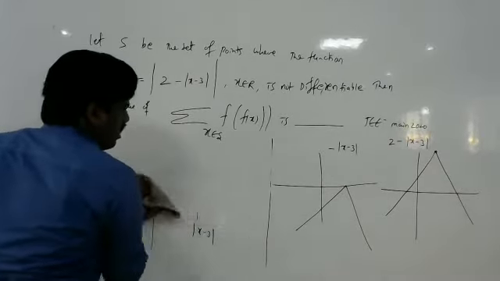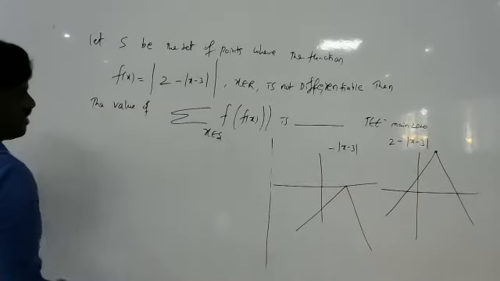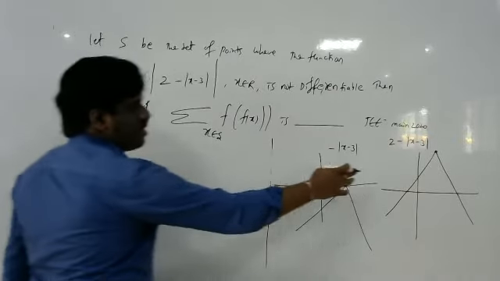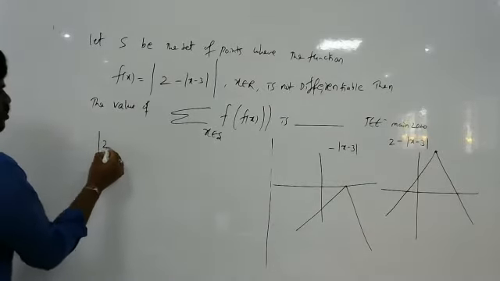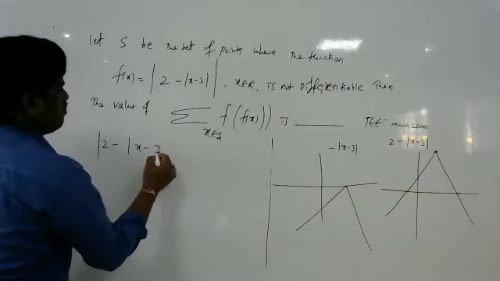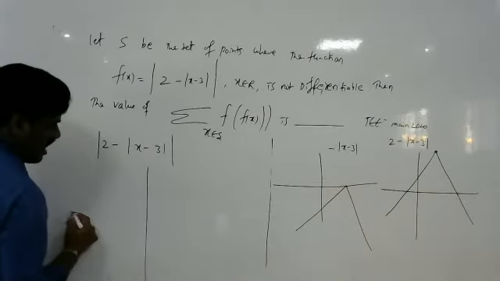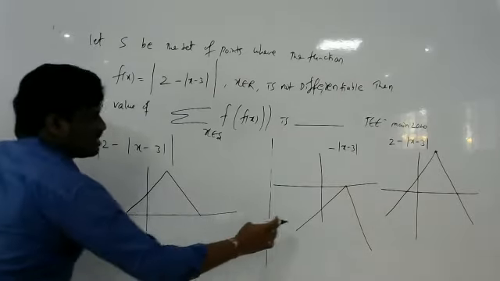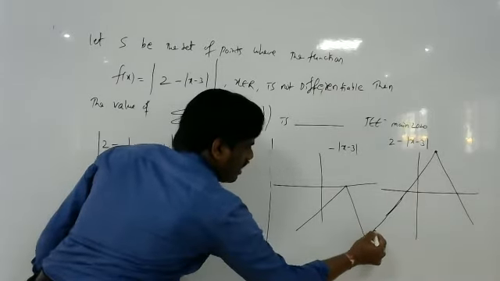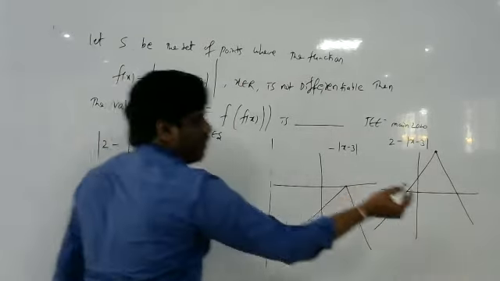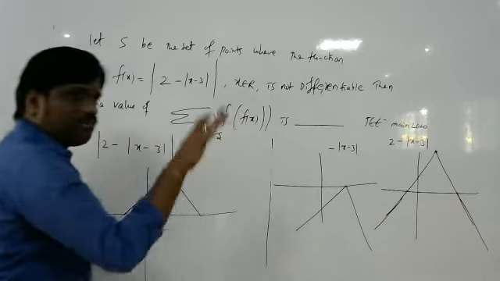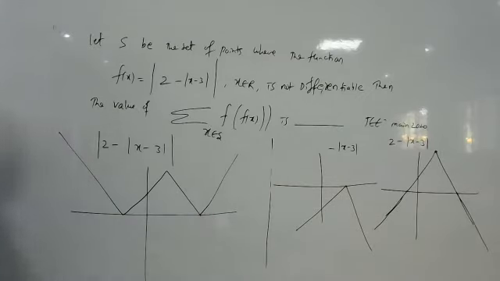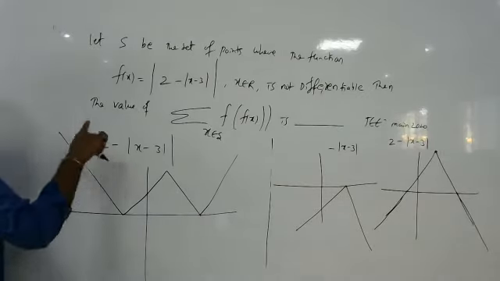See here, now I am going to draw the final graph. I want to keep the modulus, so the negative part... See, whenever you have this graph and I give modulus of 2 minus modulus of x minus 3, what happens? This down part will jump up because I am applying the modulus. When I apply the modulus, you will not get below the x-axis. So this is the exact graph of this function.